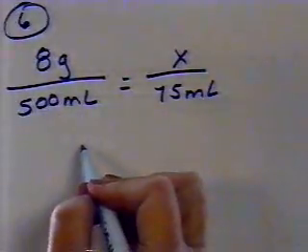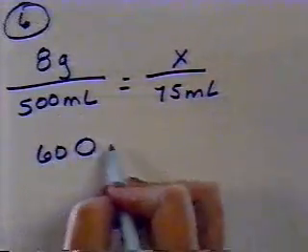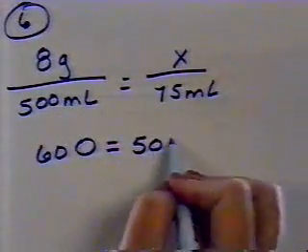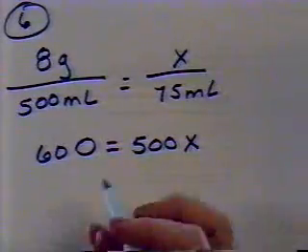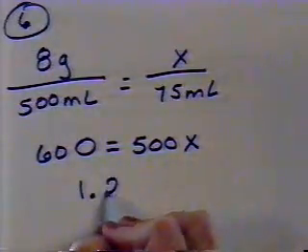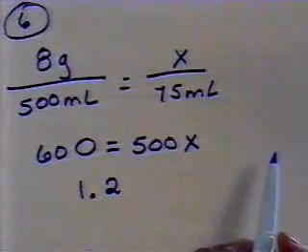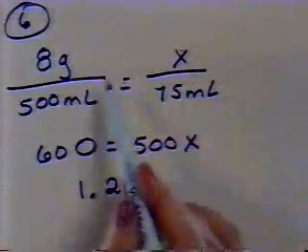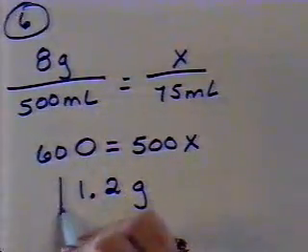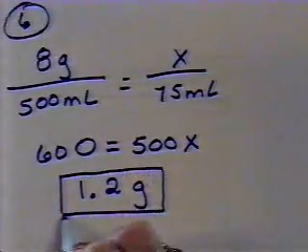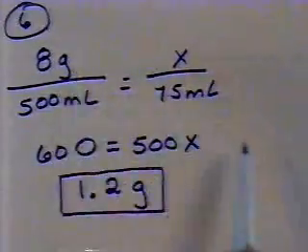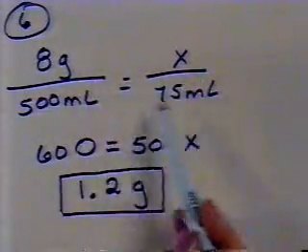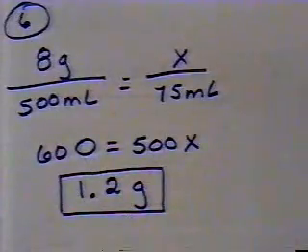8 times 75. 600 divided by 500 gives you 1.2, and what is it labeled this time? Grams. All of these problems will have to be labeled, and that's another reason to keep up with your label. Even if you get it right, you need the labels to know what your answer is.